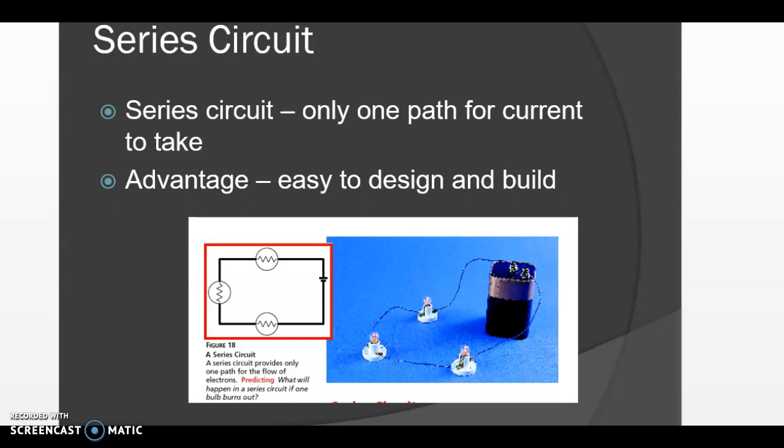You just take your voltage source, you hook some wires up to it, you take those wires to the resistor, the thing you're trying to run, and then you hook it up to the other end of the battery. You've got your series circuit. There's one direct path for it to take, and that's it. So that's the advantage: it's easy to build and design.